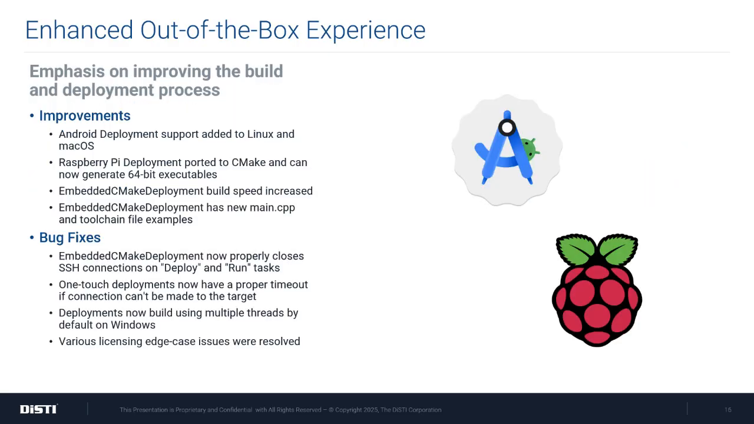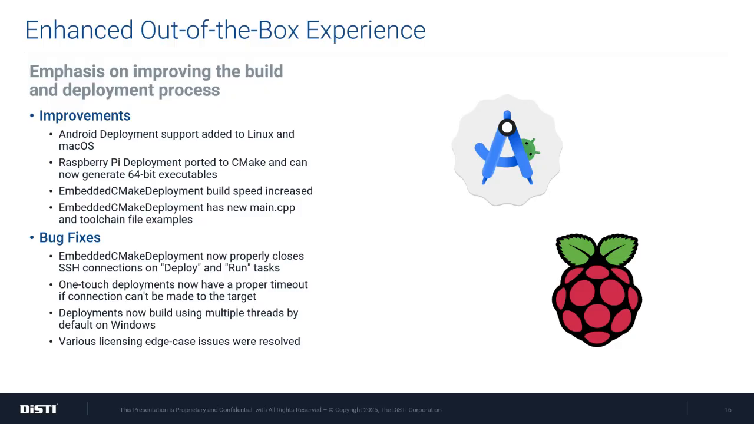One of the things we wanted to do with this release is to improve the build and deployment process while using GeoStudio. Here's a small subset of the improvements and bug fixes we've made for deployment specifically. Firstly, support for the Android deployment has been added to Mac and Linux. As of GLS 8.4, all 3 of our supported desktop platforms support the Android deployment.